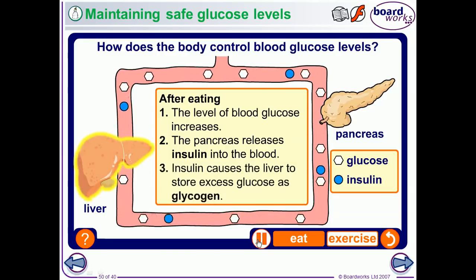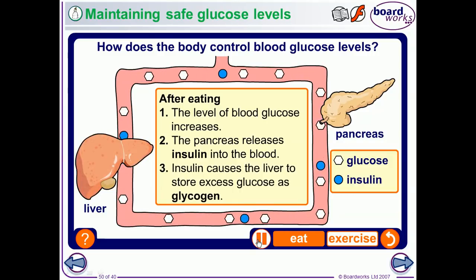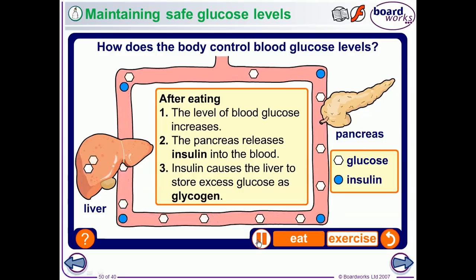And insulin stimulates the liver to take up the glucose and convert it into glycogen, which it then stores. And because it's taken up, the glucose concentration in the blood will decrease. And notice it's not insulin that's converting the glucose into glycogen, it's the liver. So insulin is the messenger, the chemical messenger, which stimulates the liver to take up glucose and convert it into stored glycogen.